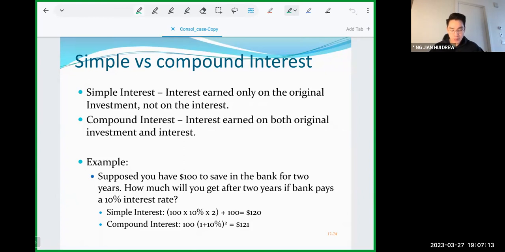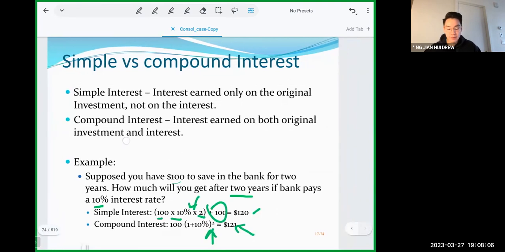The most basic example I like to highlight is that suppose you have $100 in the bank. How much will you have after 2 years if the bank pays you 10%? Simple interest is you just take $100 times 10% times 2, which is the interest you get in 2 years, and then you add back the principal. For compound interest, we need interest on the interest, so we square it: 100 times (1 plus 10%) squared. You notice that with compound interest you get slightly more interest.